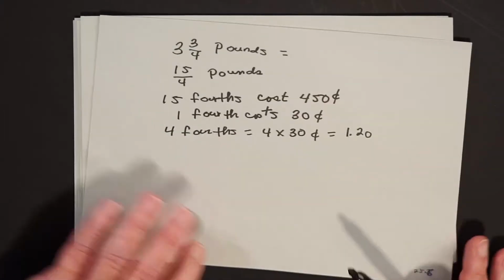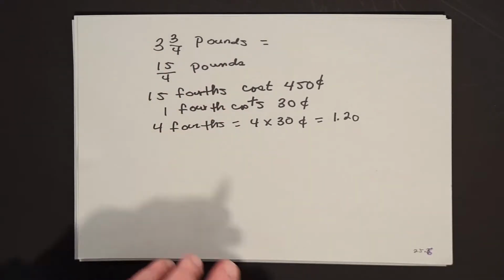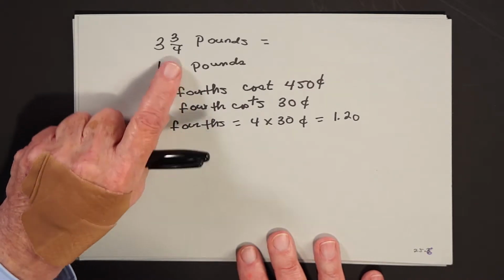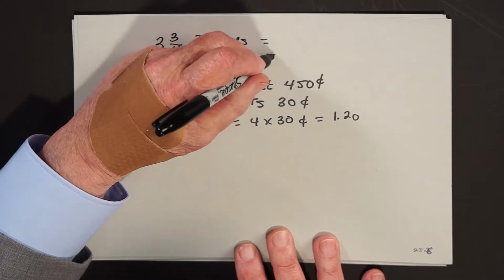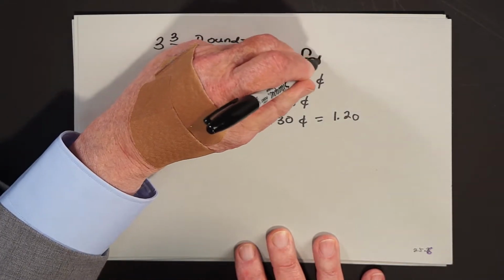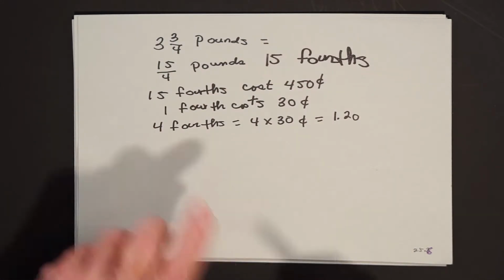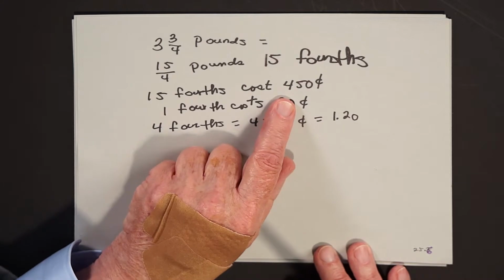Let's change the noun now from pounds to quarters of a pound, and we'll just call a quarter of a pound a fourth. You have 3 3/4 pounds. What does that mean? Well, written as an improper fraction, that's 15/4 pounds. Now, the whole 3 3/4 pounds costs $4.50.